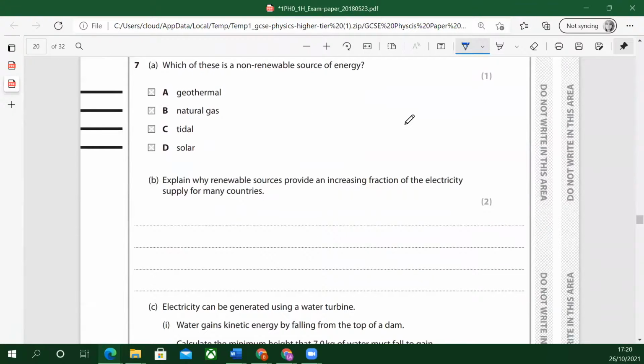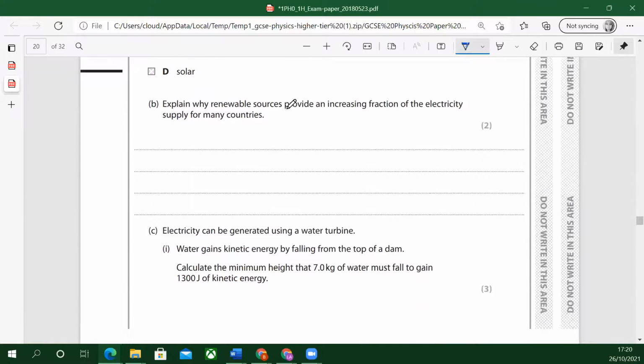Which of these is a non-renewable source of energy? Okay, so geothermal is renewable, it's heat under the ground. Natural gas, non-renewable. Okay, it's obviously going to be that one, isn't it? Tidal is renewable and solar is renewable. So renewable, remember, means that it won't run out. Non-renewable means it will run out.